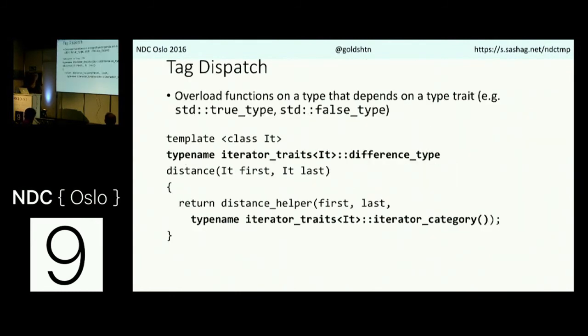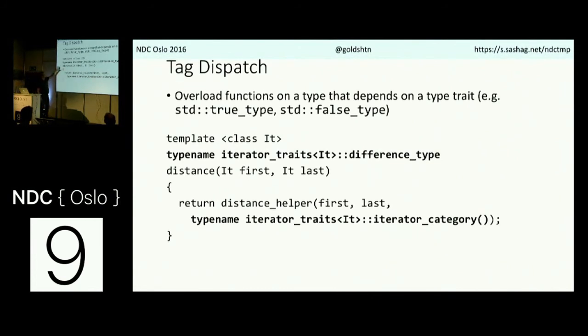The other alternative, which is pretty common in the standard library, is tag dispatch. This doesn't require class template specialization, just multiple overloads of a certain function. And the overloads differ only by, usually, a trailing type, which can take multiple type values. So here's a classic example from distance. This is an std algorithm that finds the distance between two iterators, right? How many elements are in the range between two iterators.